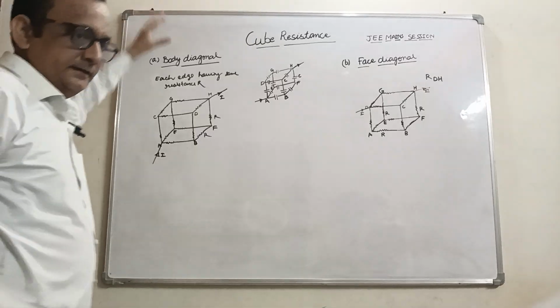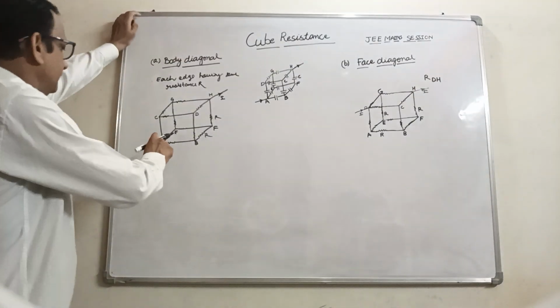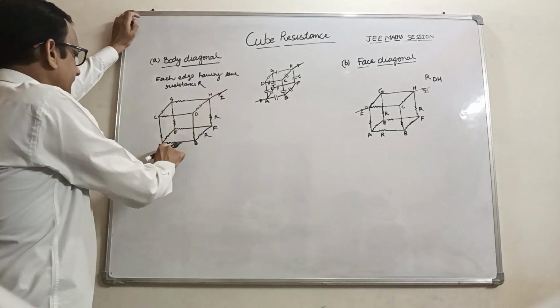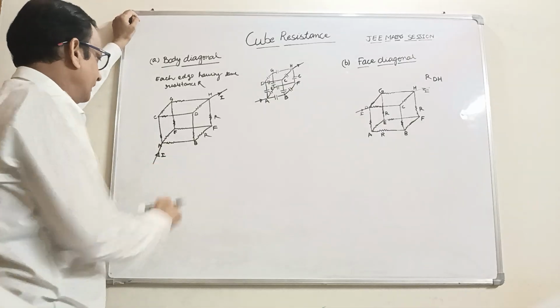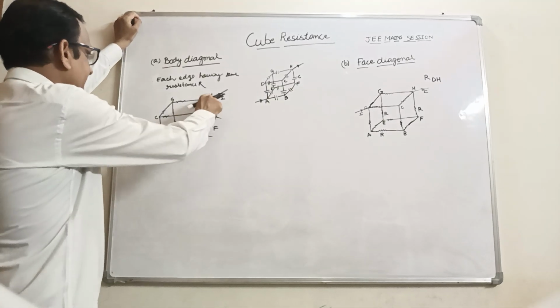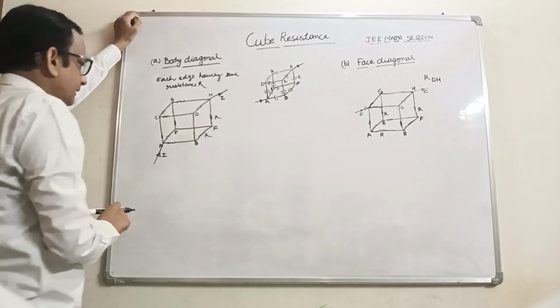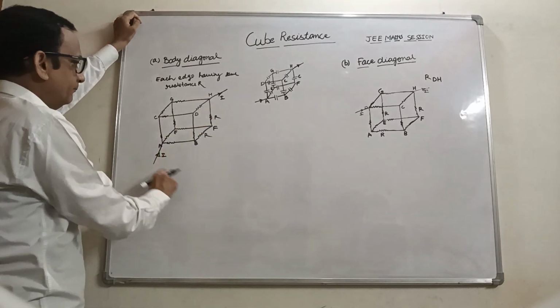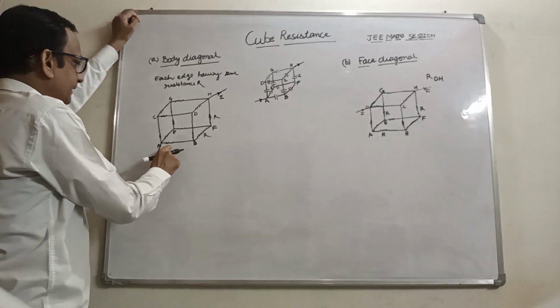Here the current I is shown. In this scenario, the body diagonal is AH. So we have to find the equivalent resistance across A and H. Let us consider a battery source here, with current I flowing in this circuit.